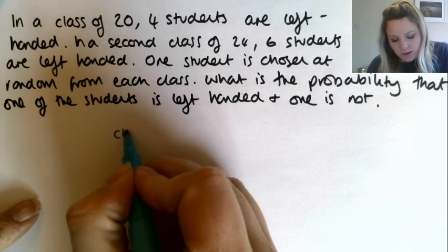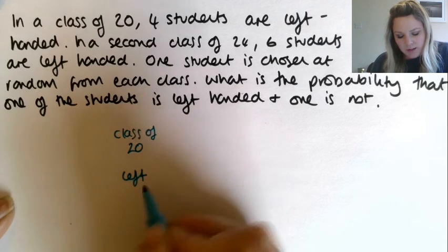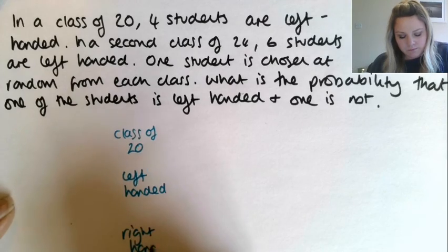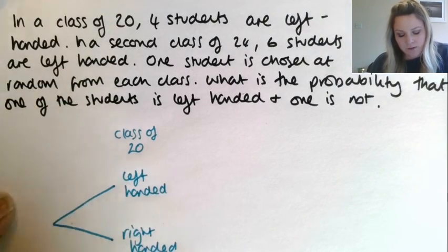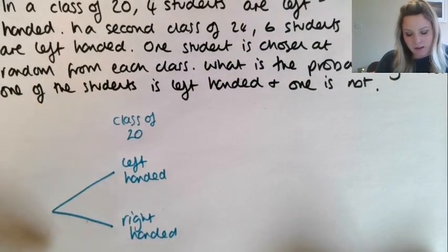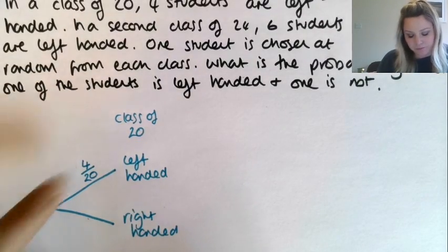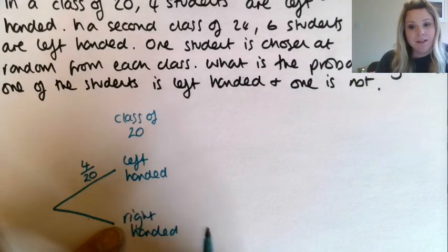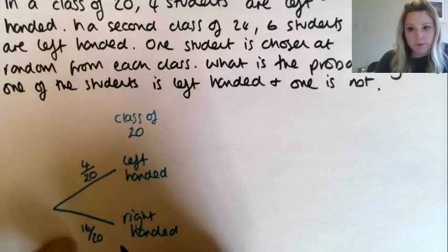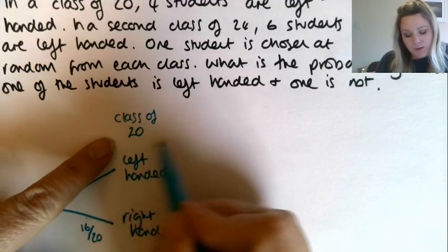Okay, so let's do the class of 20 first, and we'll go left-handed, right-handed. So the probability in this class of 20 that someone is left-handed is 4 out of 20, which does simplify down. So that means the probability that someone is right-handed must be 16 out of 20, because remember the total of wee branches like this is always 1. Okay, so that's for the class of 20.